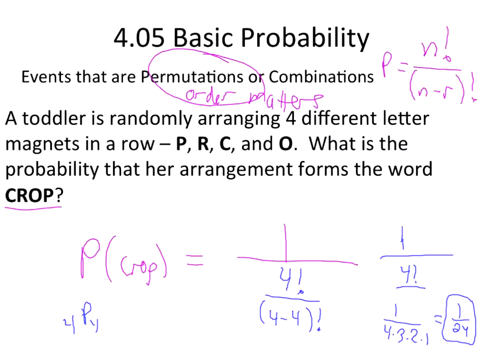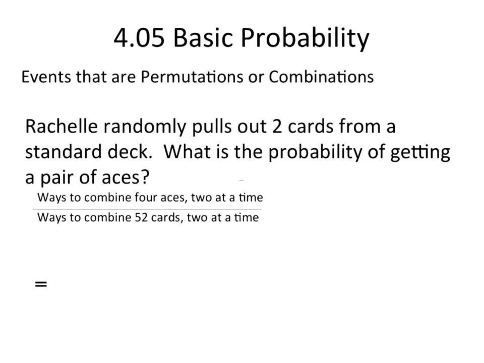So if my toddler is randomly arranging the letters P, R, C, and O, 1 out of every 24 tries, he's going to get the letters in the right order. Kind of cool. Any questions about this one? We're going to try again, combining probability with permutations. Okay, next problem.